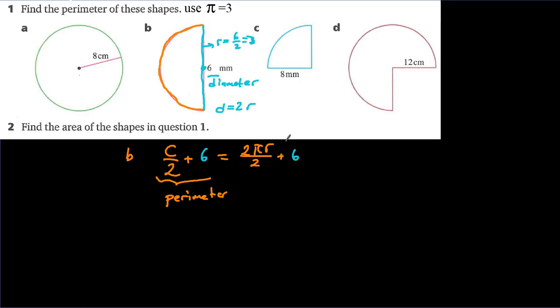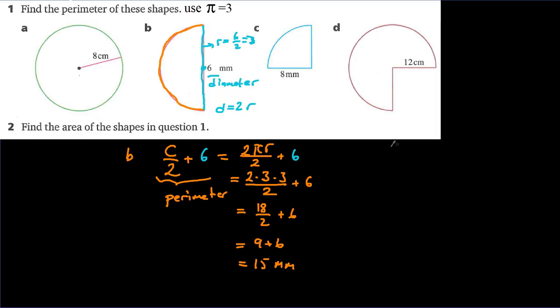If we found r, then it's going to be equal to 2 times, by the way, in the question it is written to use pi as 3, which means that instead of pi I'm going to write 3. r is equal to 3 also, divided by 2, plus 6. Then it's equal to 2 times 3 times 3 over 2, 18 over 2, plus 6, which is equal to 9 plus 6. It means it's equal to 15. The unit is millimeter, so it's going to be 15 millimeter.